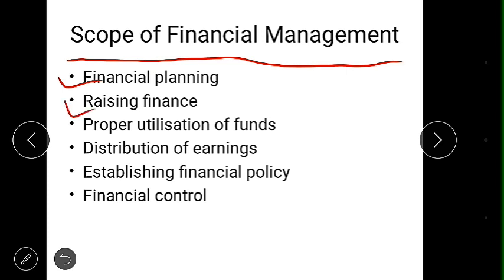Raising finance is very important so far the financial management is concerned. A financial manager has to think about short-term and long-term sources of finance according to the need of business. Proper utilization of funds. Now proper utilization of funds is very important. For the profit maximization, proper utilization of funds becomes important. Maximization of profit depends upon proper utilization of funds.